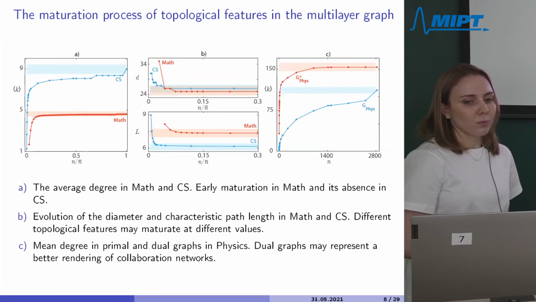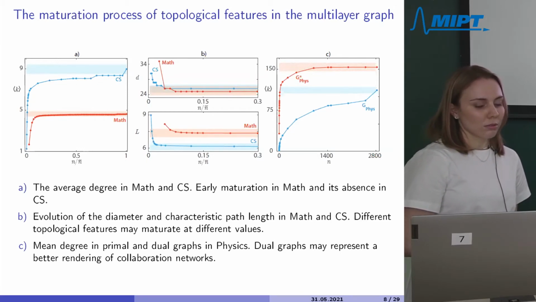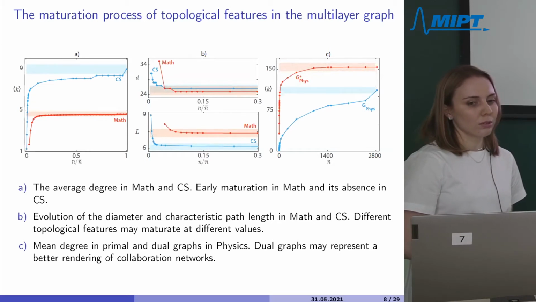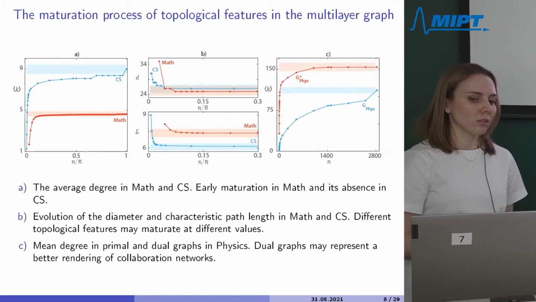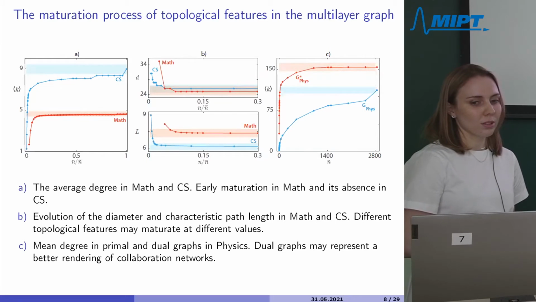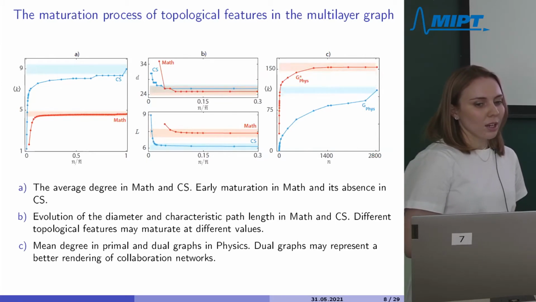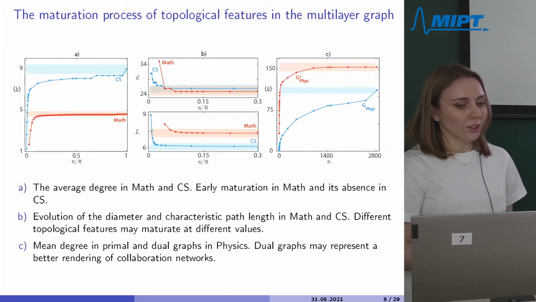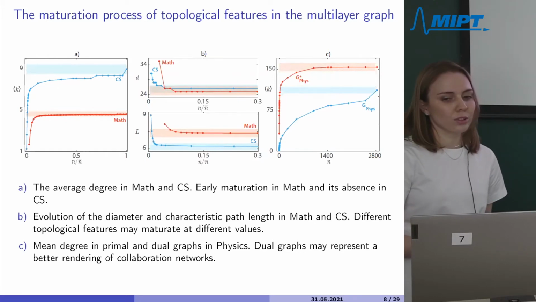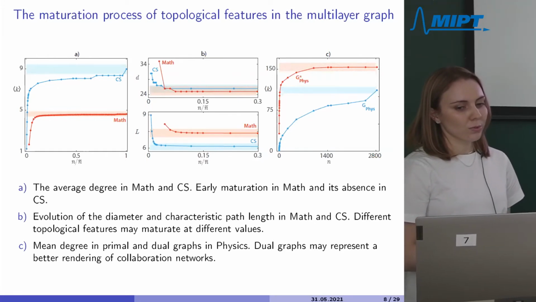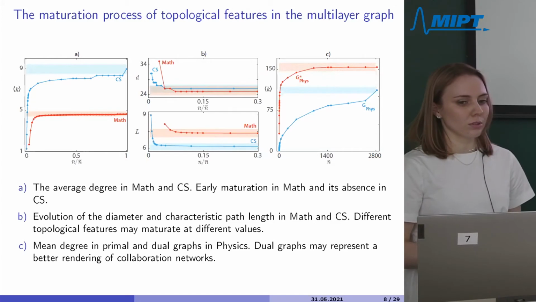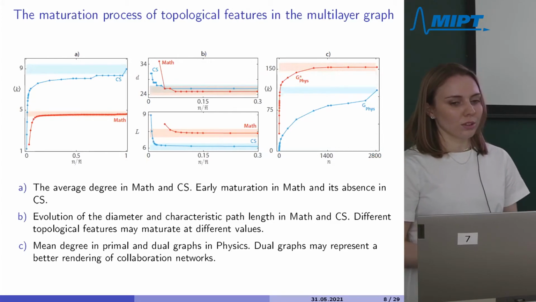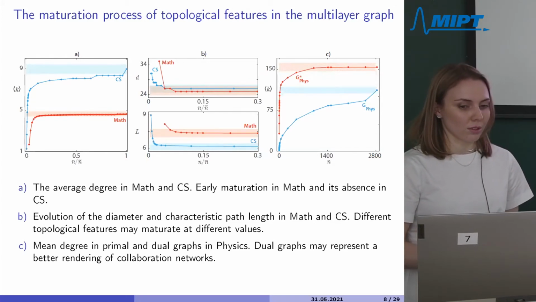Figure B demonstrates the case of diameter and characteristic path length in math and CS. And here we show that different topological measures may maturate at different layers, as you can see from this example.